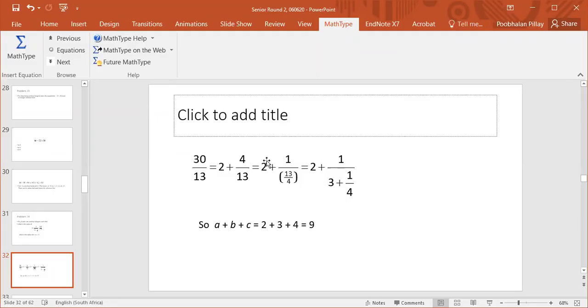And likewise, when you come to 4 over 13, you want to write it as 1 over something. This is the way to write this. And here, you want to write this part as b plus something, where b is an integer. So you divide and you get b is 3, and the remaining part is 1 over 4. And there's your a, there's your b, there's your c. The problem was to find a plus b plus c, and it's 2 plus 3 plus 4, which is 9.